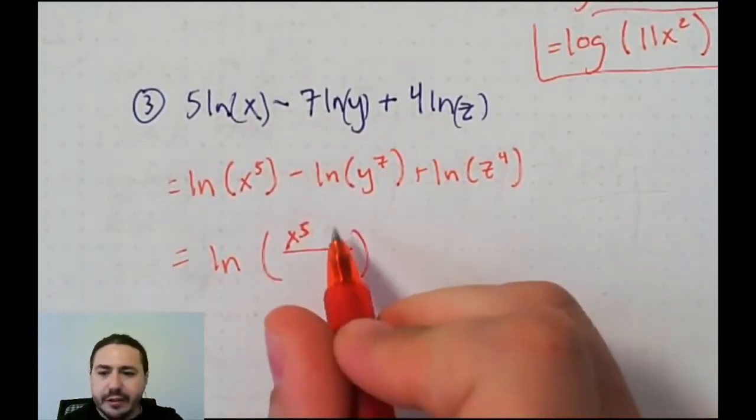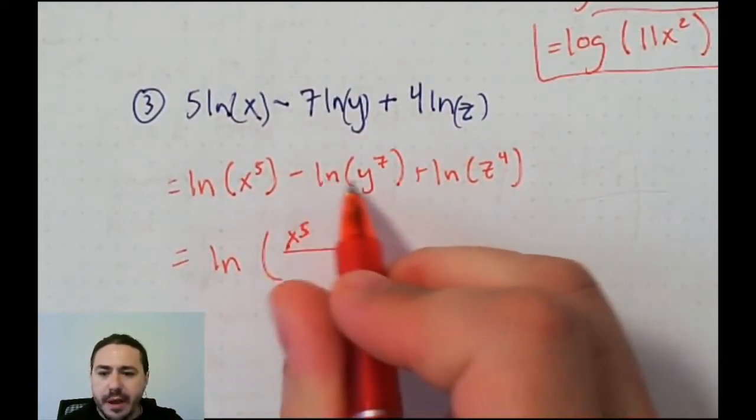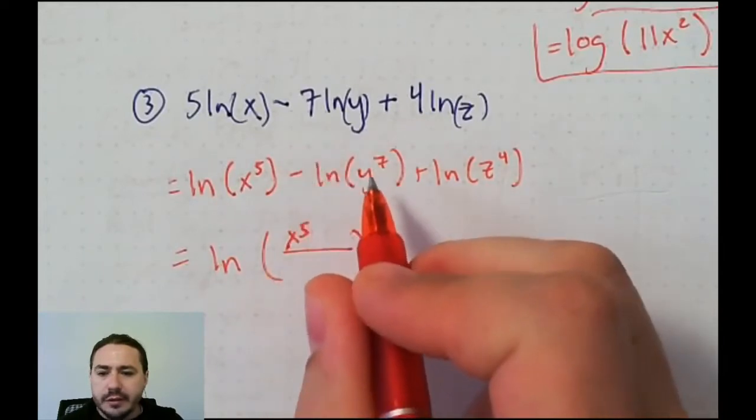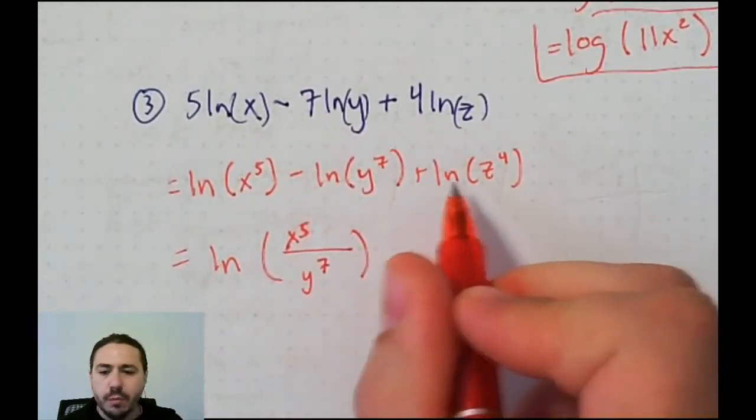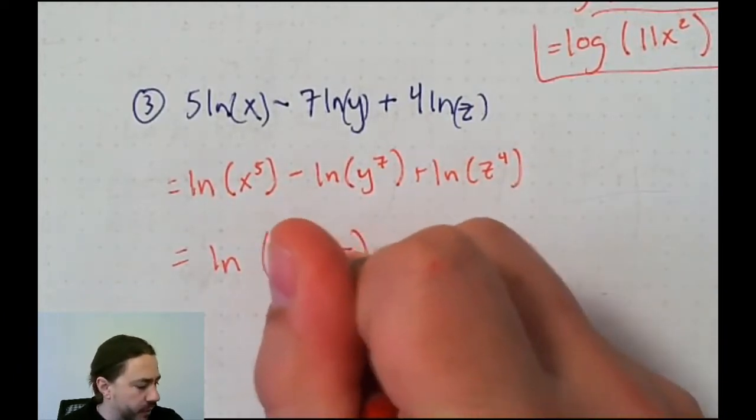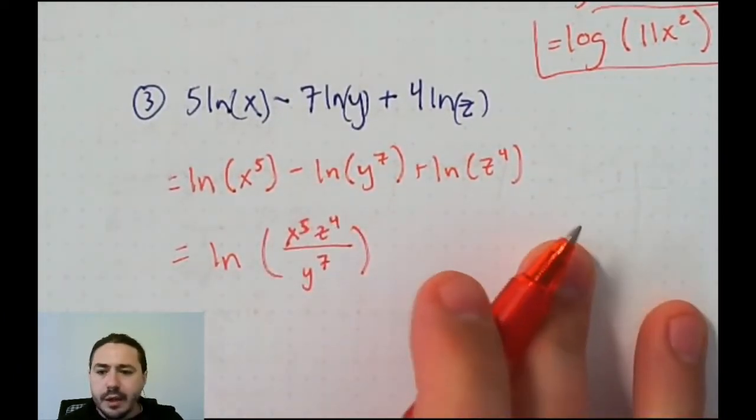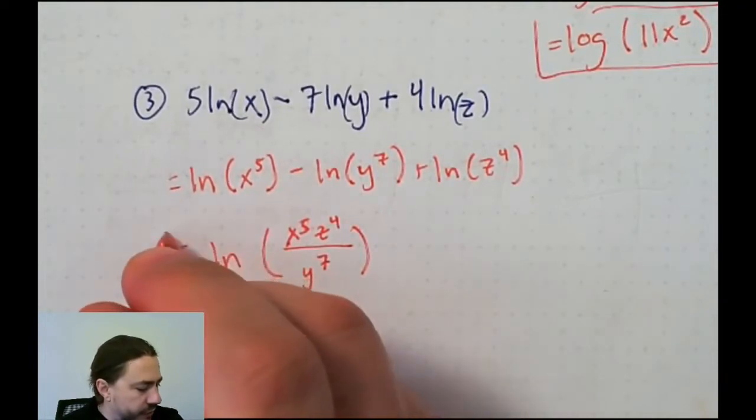So we got x to the 5th, and then minus. So this is a minus. This is a negative term. And so y to the 7th is going to end up in the denominator. And then we've got one more positive one. z to the 4th should end up in the numerator. So now we've written this as just a single logarithm.